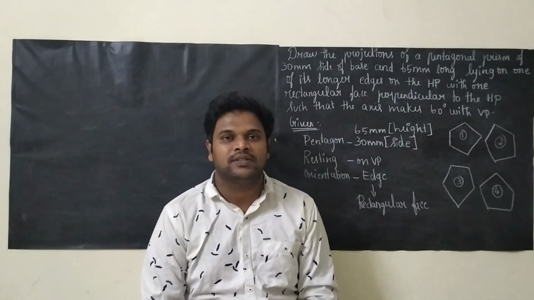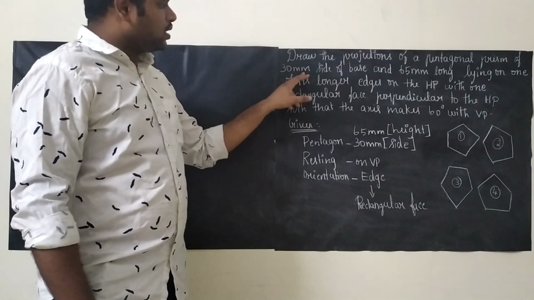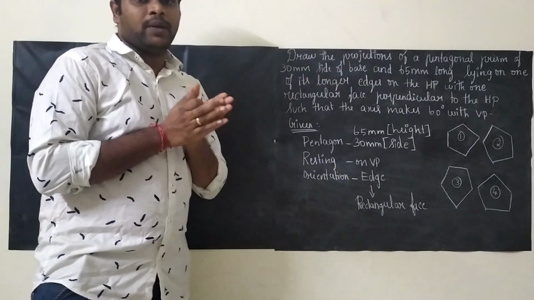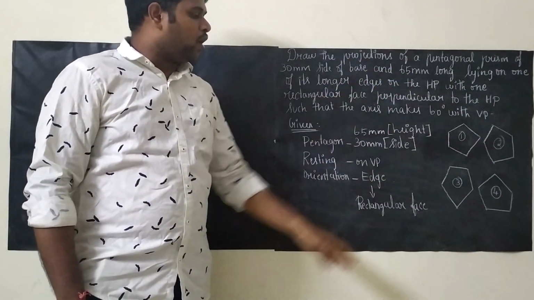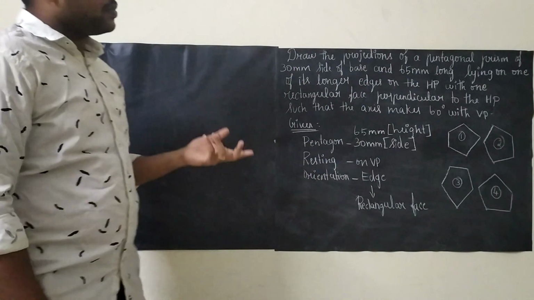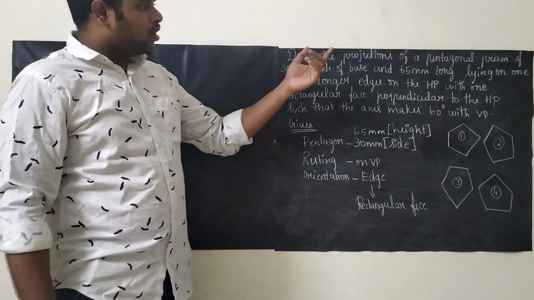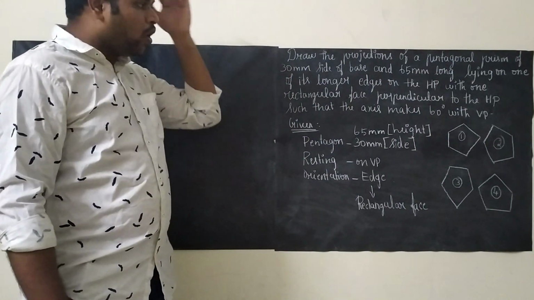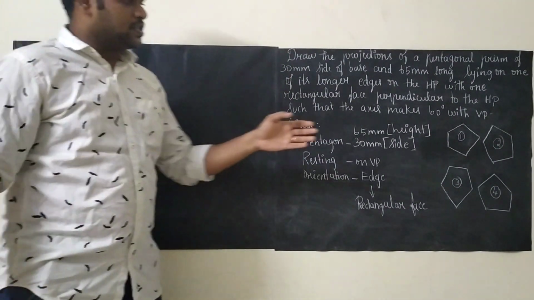solve it step by step. Draw the projection of a pentagonal prism of 30 mm side. So we are going to draw a pentagon of side 30 mm and 65 mm long, so the height of the prism will be 65 mm. Then, lying on one of its longer edges on HP. What I am telling is, this is the longer edge.